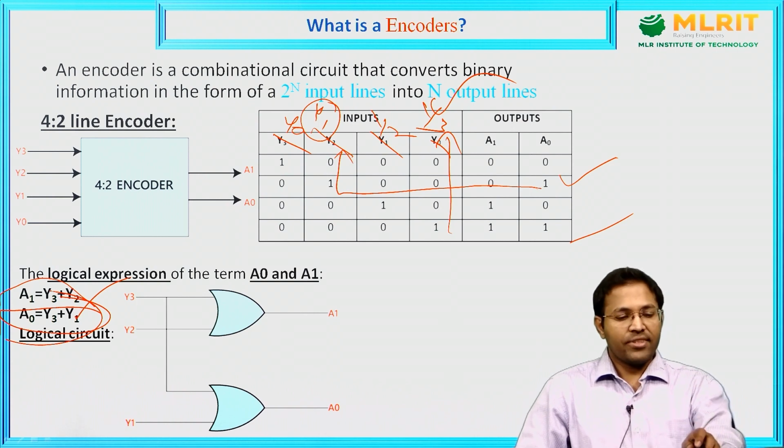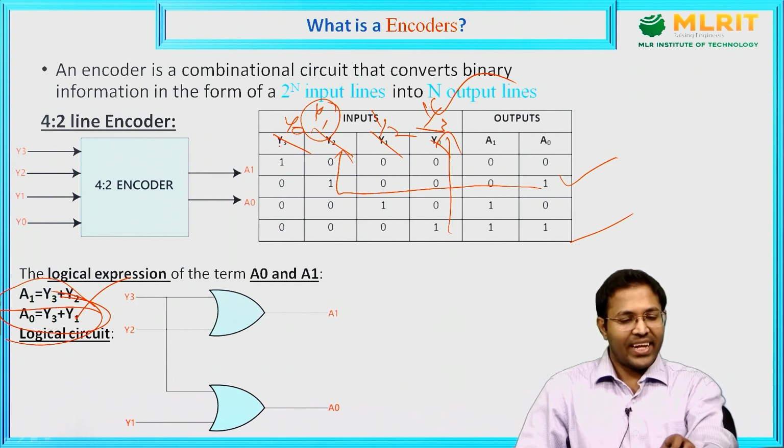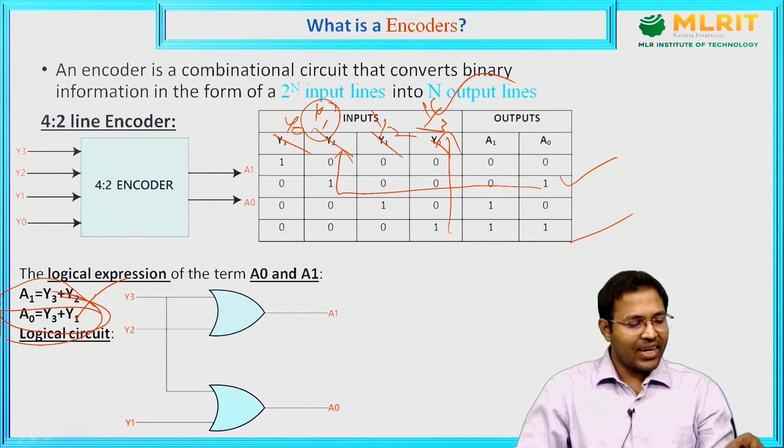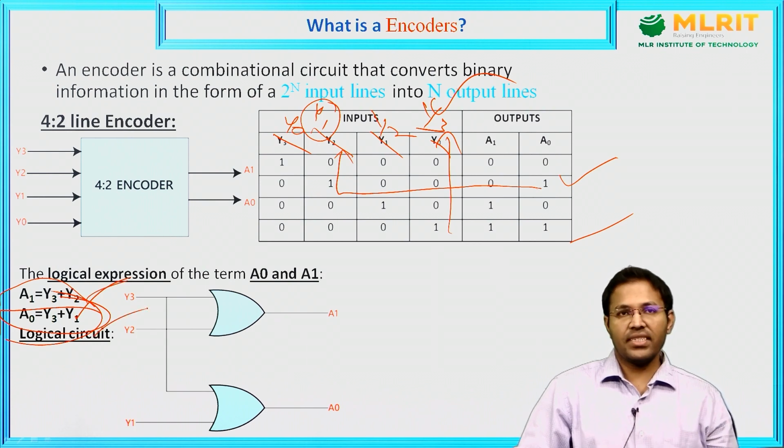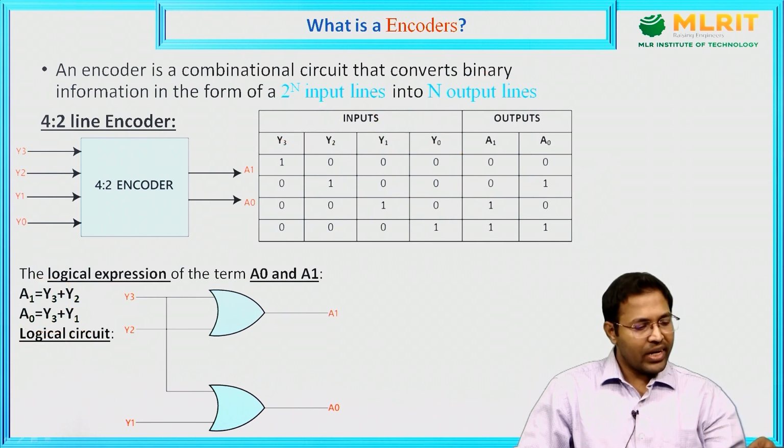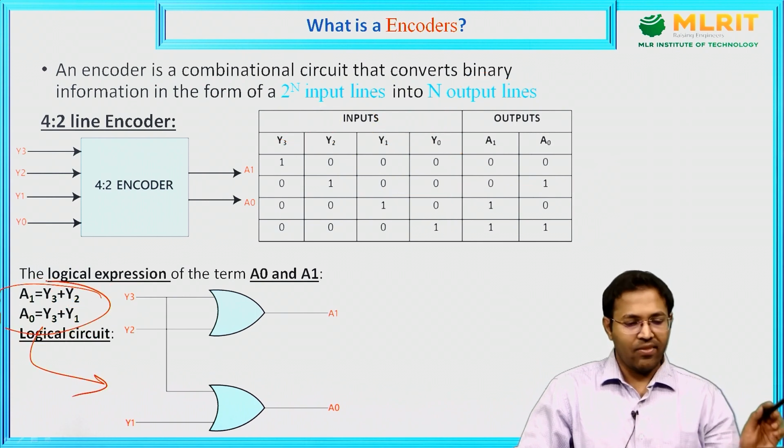Now, suppose somebody considers the sequence as y3, y2, y1, y0, then correspondingly these expressions will change, and both are valid. Okay. So now we will discuss how to get the circuit from the given equations.